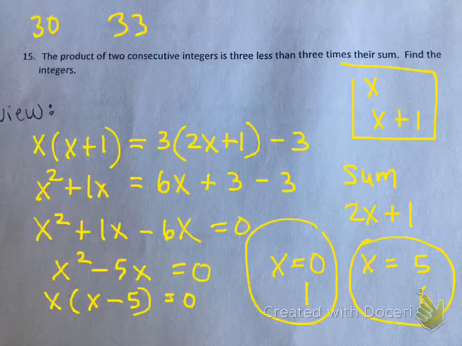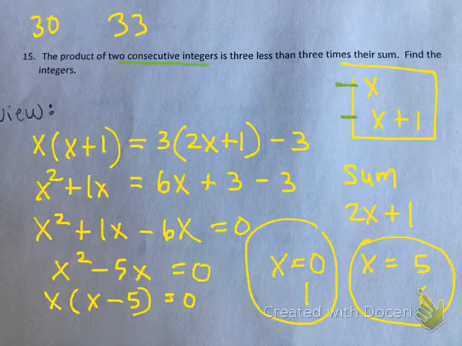Then I did number 15. 2 consecutive integers. So they're just in a row, one after the other. So you take x and then add 1, and that's how you get the next one, consecutive integers. So you start with that.